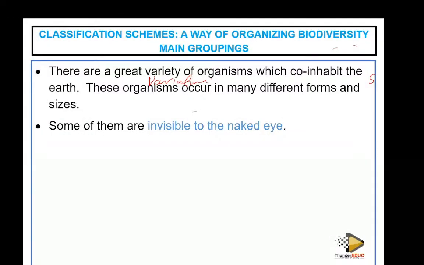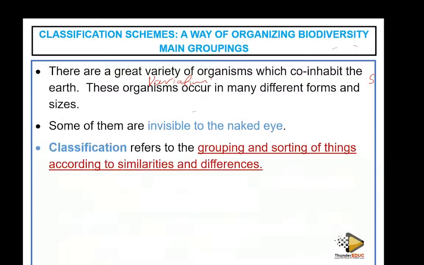So what are some of the things we use to classify them? Some of them you can see with your naked eyes, or some of them might not be seen by naked eyes. So let's look at the definition. Classification refers to the grouping and sorting of things according to their similarities and differences. How many similarities do we have and how many differences do we have? We bring about what we call classification.